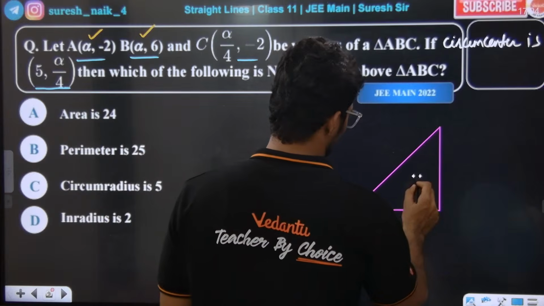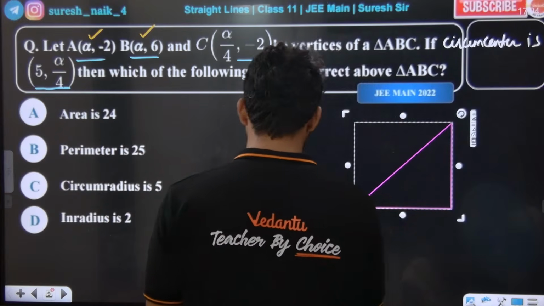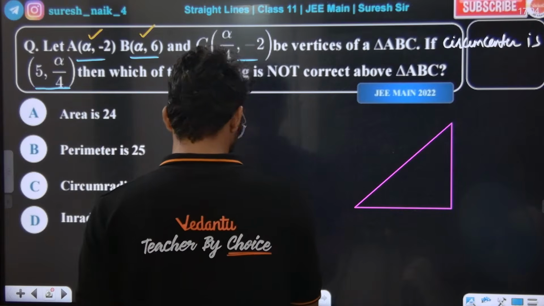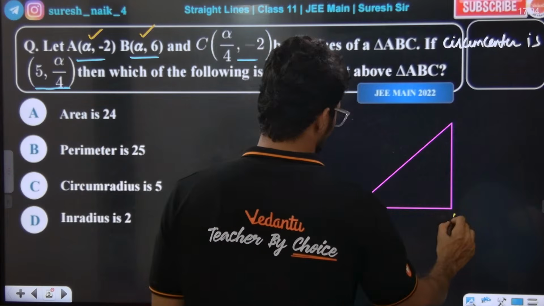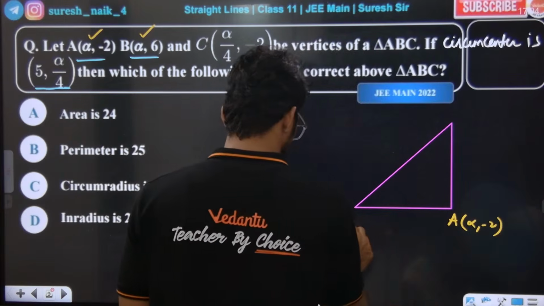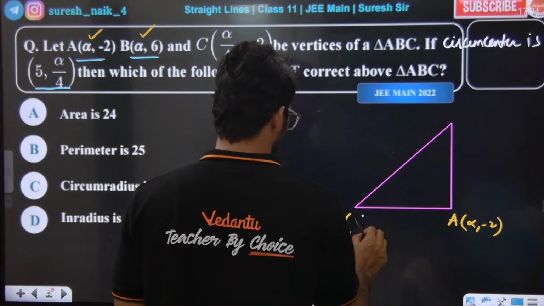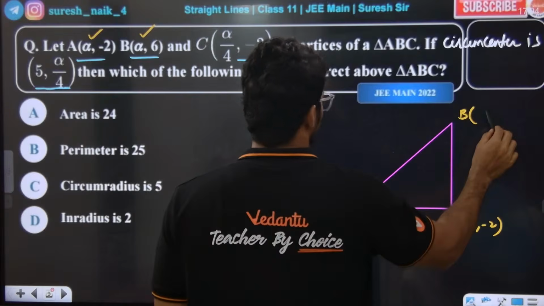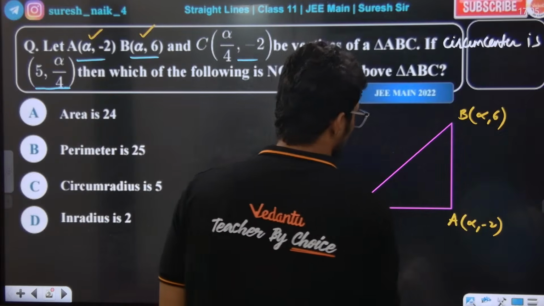Yes or no? Everybody look at the board. Clear? Sir, this is how the triangle looks. This is A point. What is that? Alpha comma -2, let's say. It is C point, obviously, which is alpha by 4 comma -2. And this is B point, obviously, which is alpha comma 6. Correct or not? Tell me.